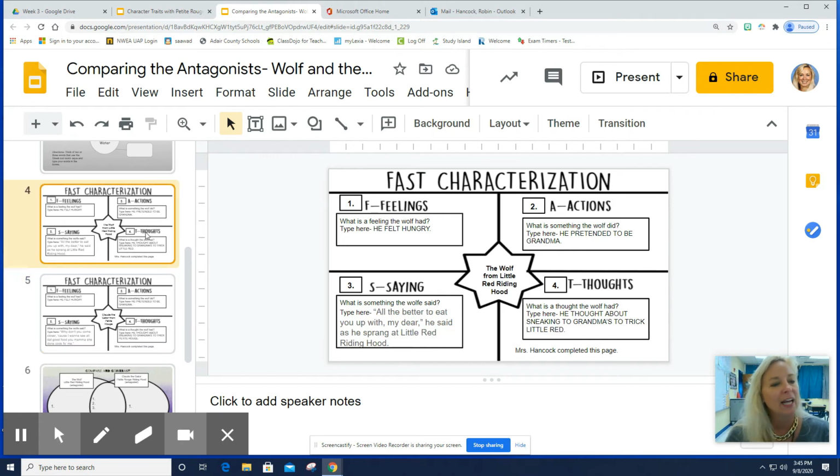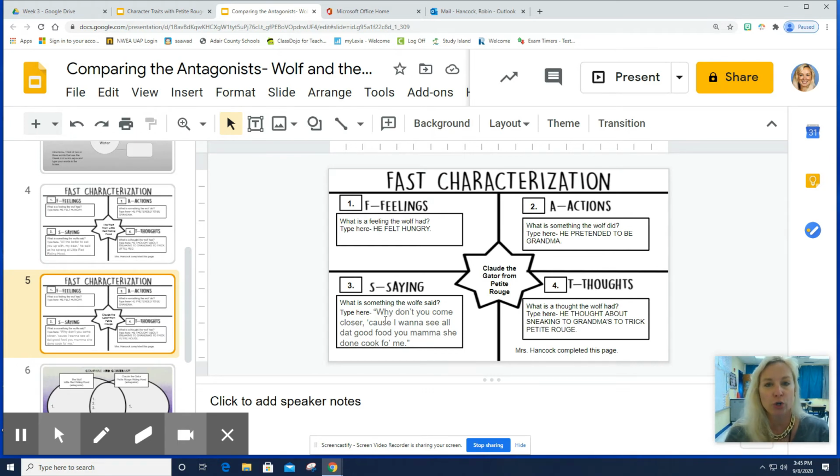So I'm going to repeat. There were 3 ways that these 2 characters were the same. They had the same feelings, the same actions, and the same thoughts. What was different between these 2 characters is, by what they said, the wolf wanted to eat Little Red, and that was different from Claude the Gator because he just wanted the food.